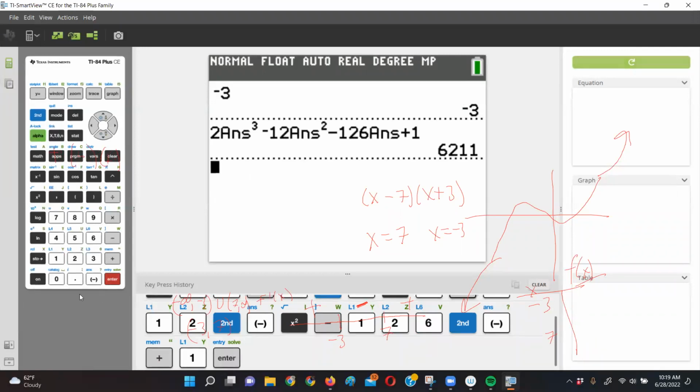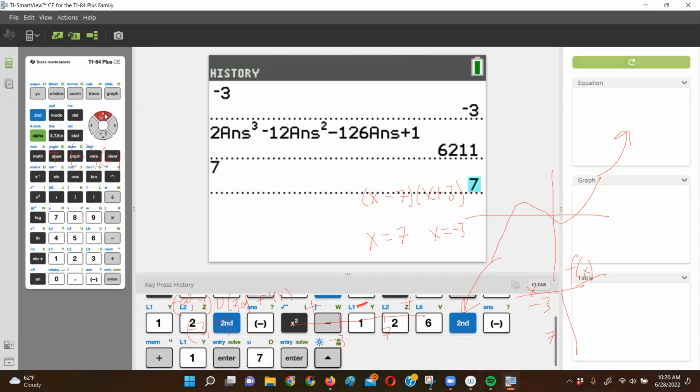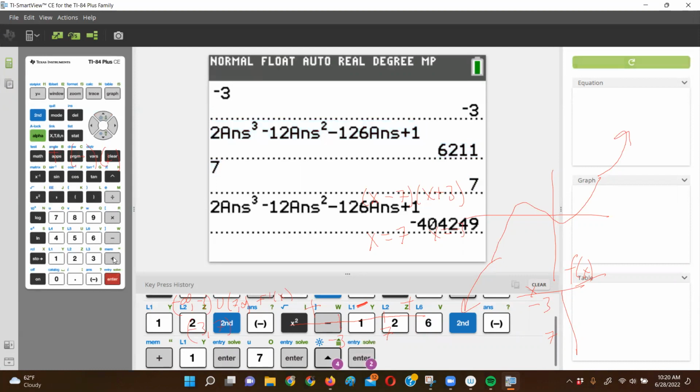And then here's the beauty of this. This is why this is worth doing. I'm going to put 7, hit enter. And instead of having to type all that in again, I can just do this. And that's the minimum. Okay, pretty small.